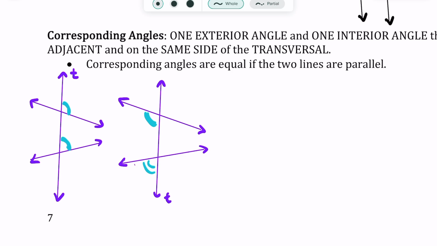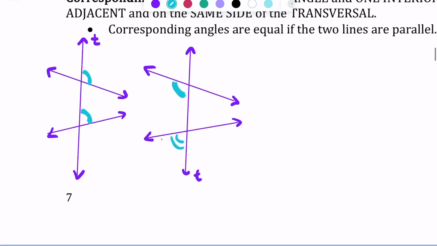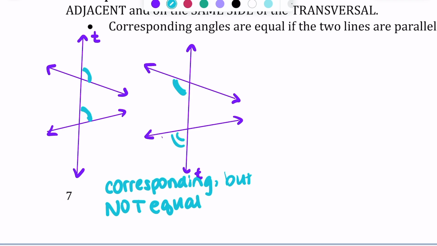Now in this case, when my corresponding angles exist on non-parallel lines, just regular lines that are not parallel, these corresponding angles are not equal to each other. So corresponding angles, they're still corresponding, but not equal. They are not the same angle measure. So if I have this one that's, let's say, 100 degrees, that doesn't tell me anything about this one.